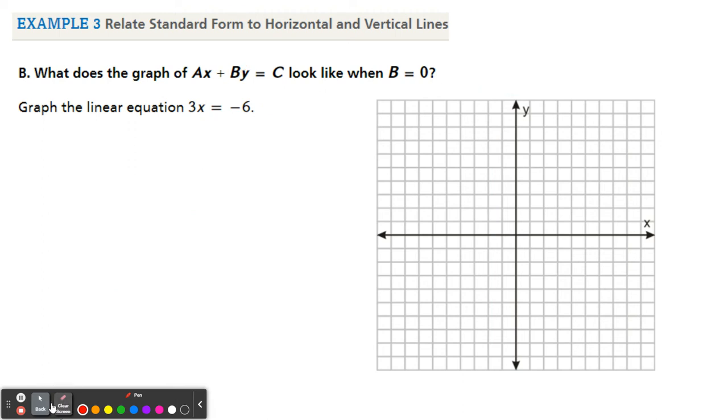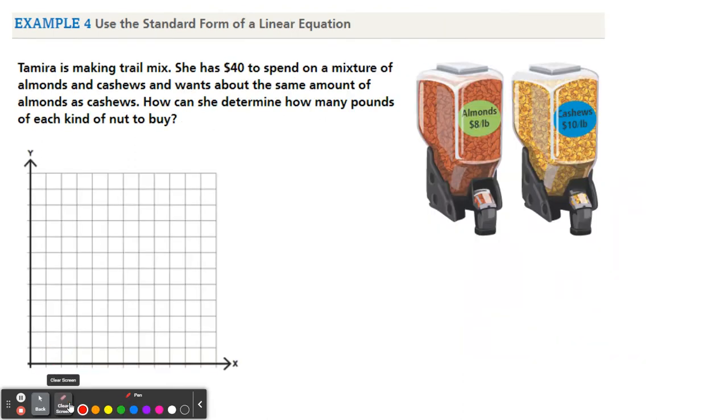Okay, last but not least, our word problem of the day. Let's take a look here. It says Tamira is making trail mix. She has $40 to spend on a mixture of almonds and cashews and wants about the same amount of almonds as cashews. How can she determine how many pounds of each kind of nut to buy?